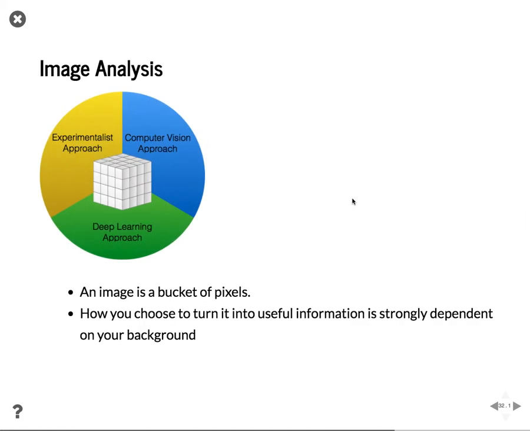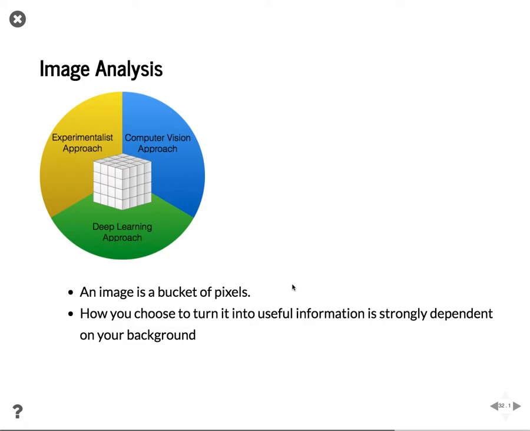And so now, what are we actually trying to do with this? Image analysis is really the core of this course, and there are three primary approaches that we have. An image is basically a bucket of pixels, a big table full of information. How do you turn it into something useful? And what approaches do you take?